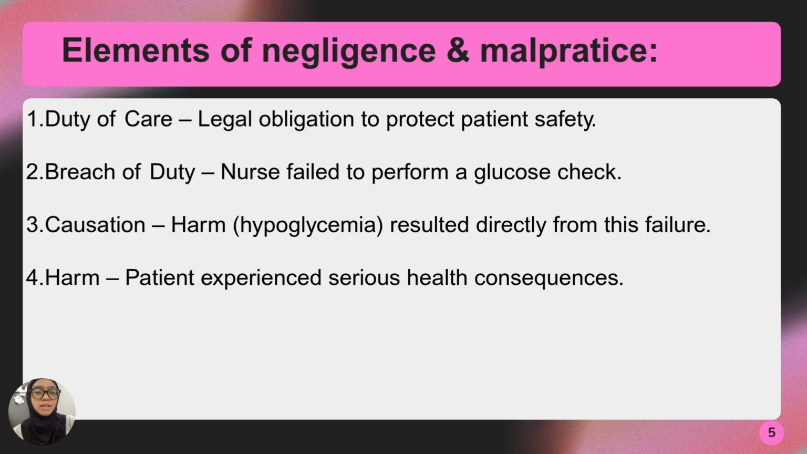Next, we move on to the elements of negligence and malpractice. To prove malpractice and negligence, four elements must be shown, which are duty of care, breach of duty, causation, and harm. I will go through these elements one by one to explain and discuss further regarding this case.